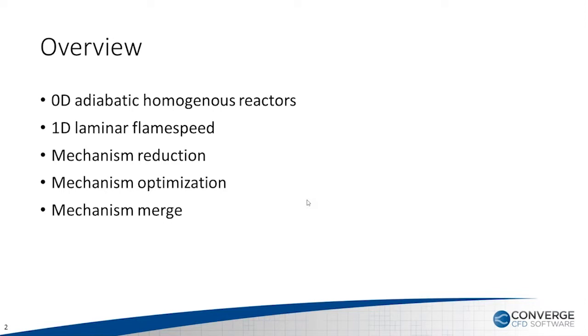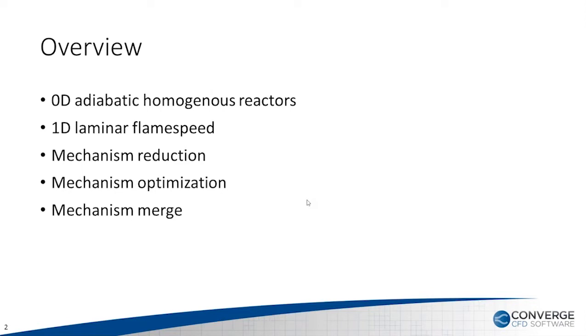There are about 5 chemistry tools I'm going to cover today, as you can see on the screen. The first one is the 0D adiabatic homogeneous reactor. The second one is the 1D laminar flame speed. The third one is mechanism reduction, then mechanism optimization. The last one is mechanism merge.